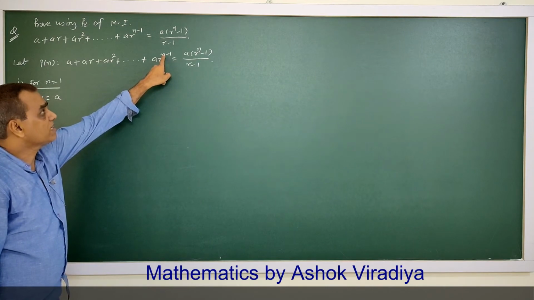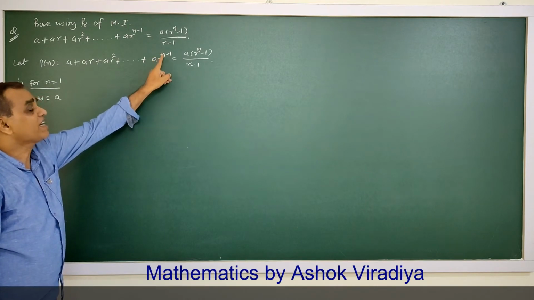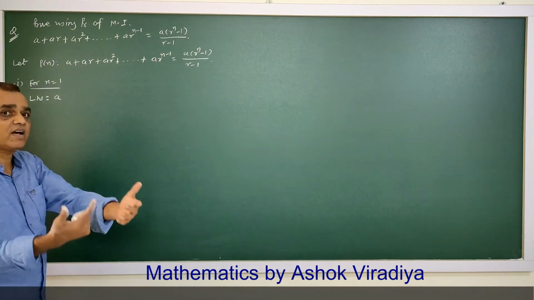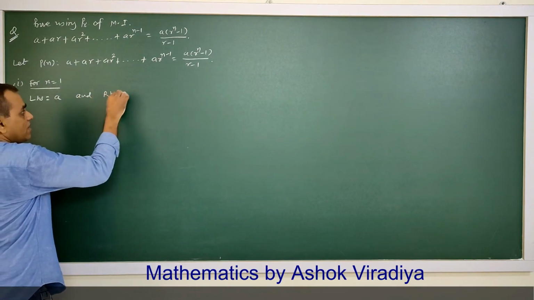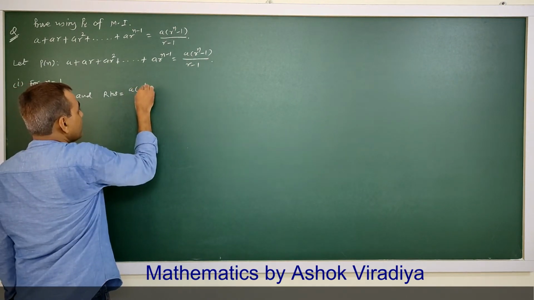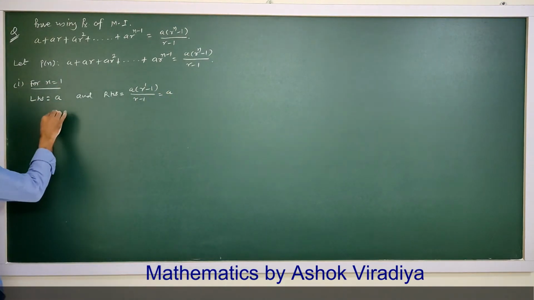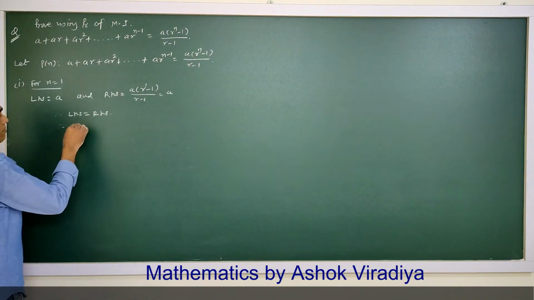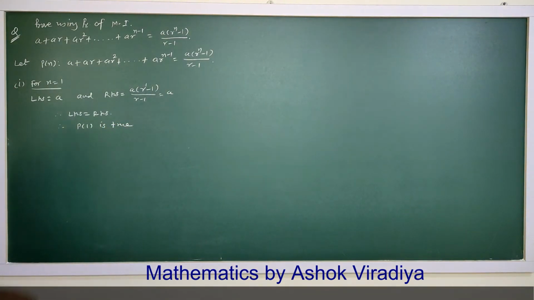So if you keep here 1, R is to 1 minus 1, R is to 0. So A into R is to 0 is A. So the first term itself is the last term. So LHS is A and RHS is, putting here n equal to 1, so it is again A. Therefore, LHS equal to RHS. Therefore, P of 1 is true. Second part.